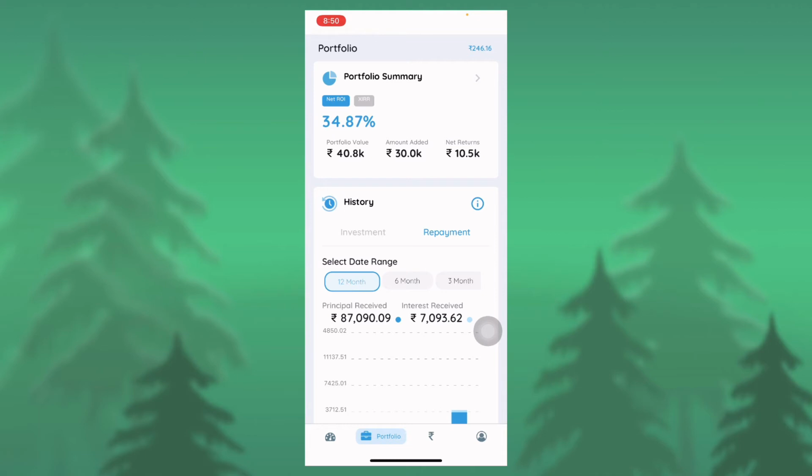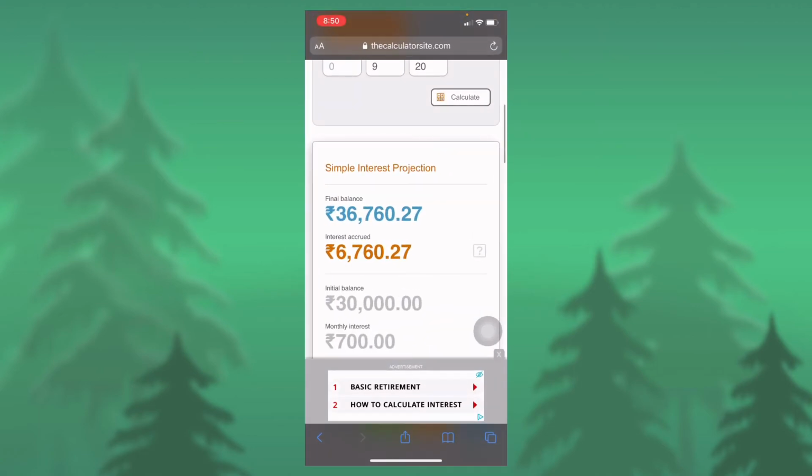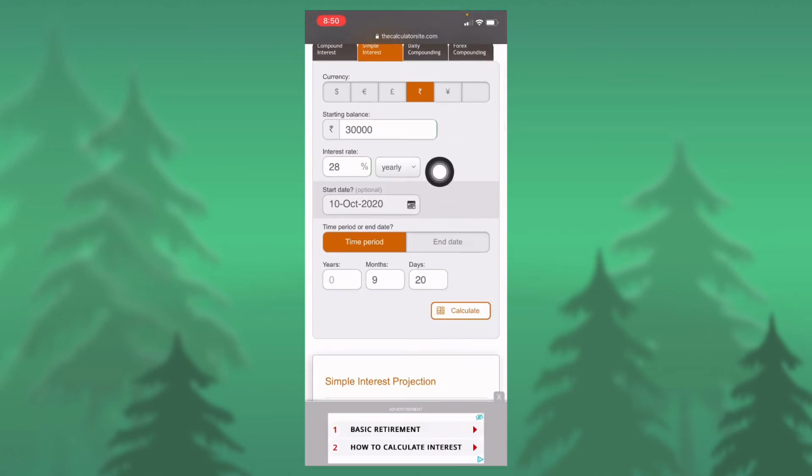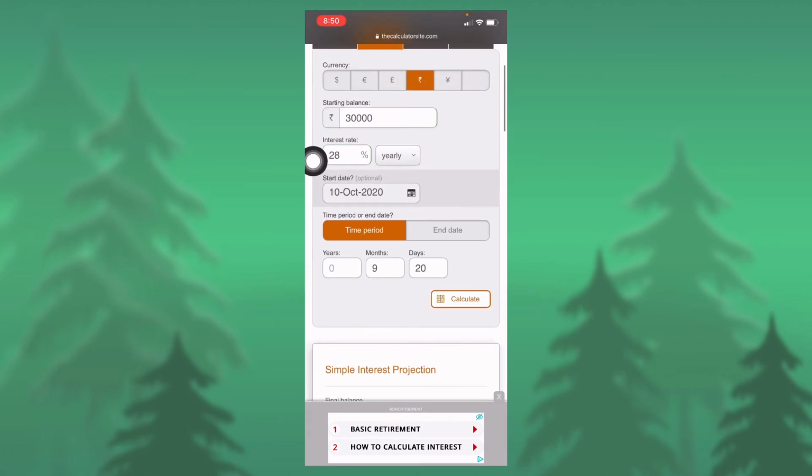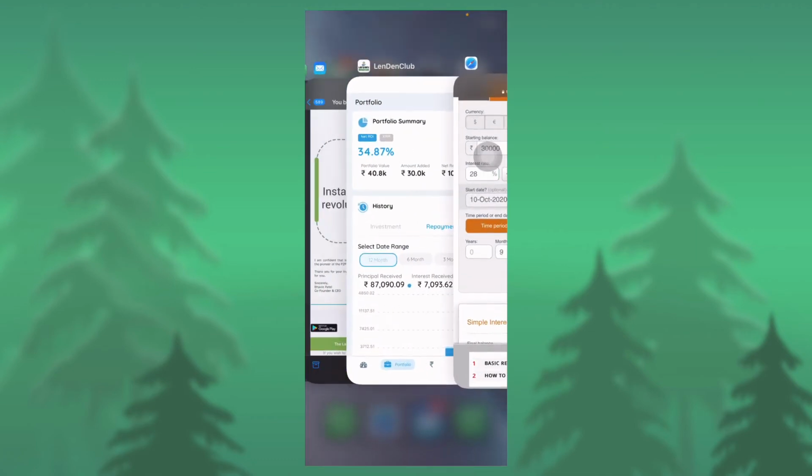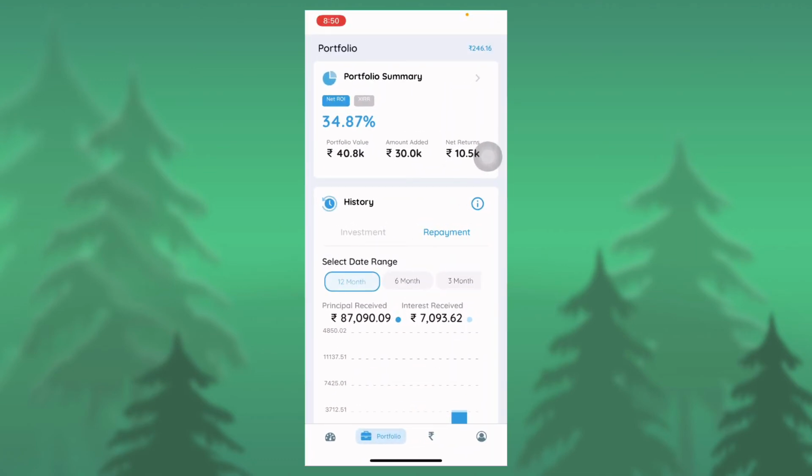If you calculate the annualized rate of returns for that amount, it is 28%. I have still received around 27 or 28% in spite of having the first write-off. So far so good. It's still okay, still good. 28% annualized rate of returns is still good.